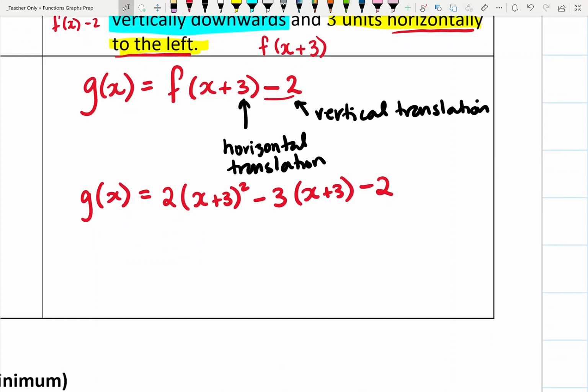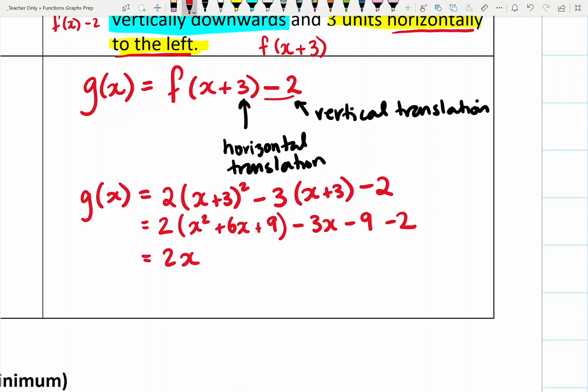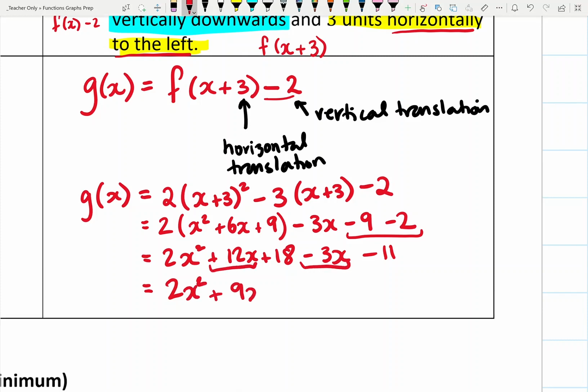so we just write that down. We can do perfect squares expansion on the first one, x squared plus 6x plus 9, minus 3x minus 9 minus 2. So distribute the 2 into the bracket. Minus 9 minus 2 is minus 11. Collect like terms, 2x squared, 12x minus 3x is 9x, plus 18 minus 11 is plus 7.